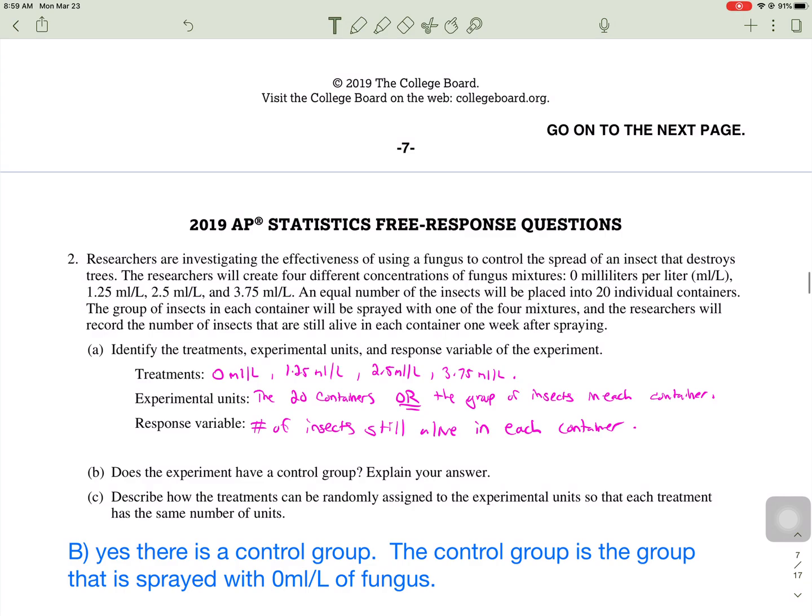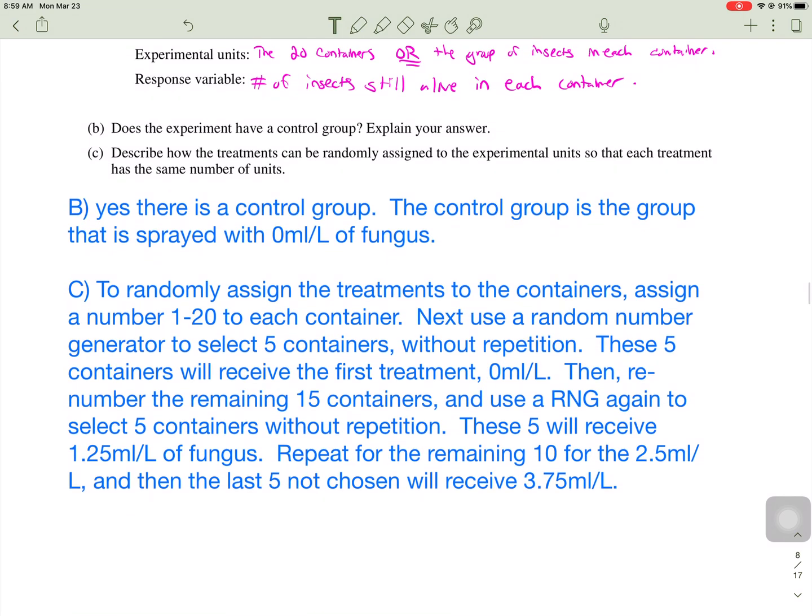Or you could do it the way I did it. Let's read what I wrote. To randomly assign the treatments to the containers, assign a number 1 through 20 to each container. Use a random number generator to select 5 containers without repetition. These 5 containers will receive the first treatment, 0 milliliters per liter. Then, renumber the remaining 15 containers and use a random number generator again to select 5 containers without repetition. These 5 will receive 1.25 milliliters per liter of fungus. Repeat for the remaining 10 for the 2.5 milliliters per liter, and then the last 5 not chosen will receive 3.75 milliliters per liter.